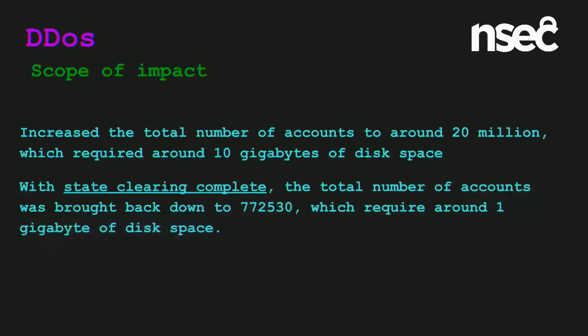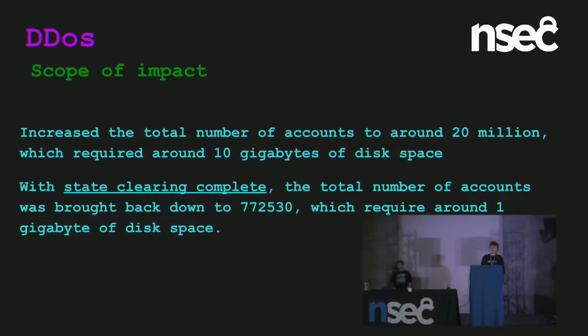So the scope of the impact is that the total number of accounts was increased to around 20 million, which needed 10 gigabytes of disk space to store. And once state clearing was complete, the total number of accounts was brought back down to just under 800,000, which are only about 1 gigabyte of storage.